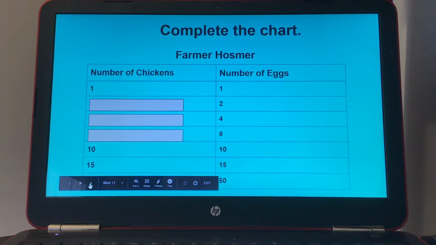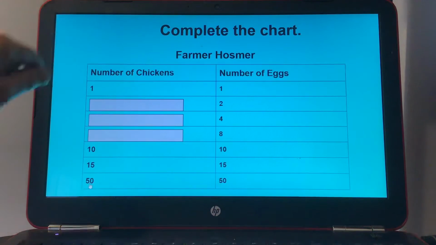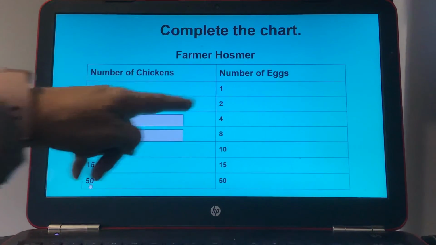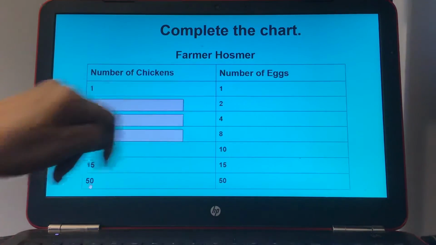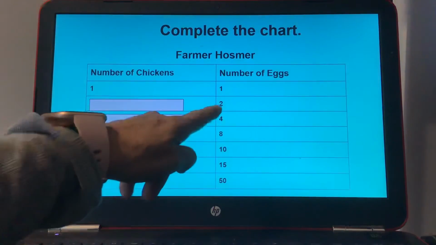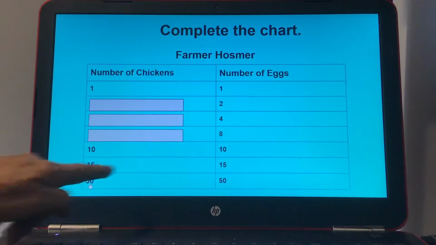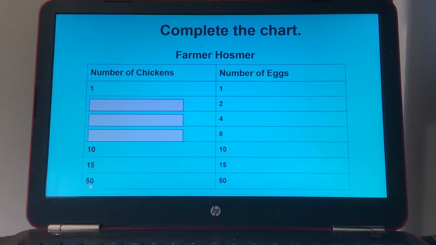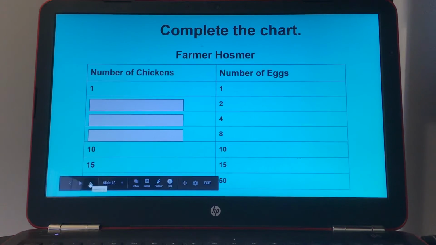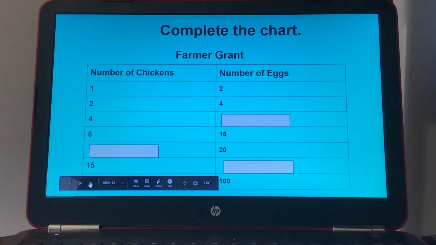And you're going to complete the chart that has Farmer Hosmer, number of chickens, and number of eggs. So for 1 chicken, you have 1 egg, and then these are blank. 2, 4, 8, and then you have for 10 chickens, you have 10 eggs, 15, 15, 50, 50. So go ahead and fill those 3 out, and then complete this chart.